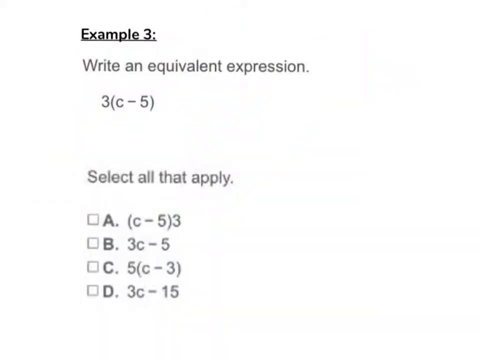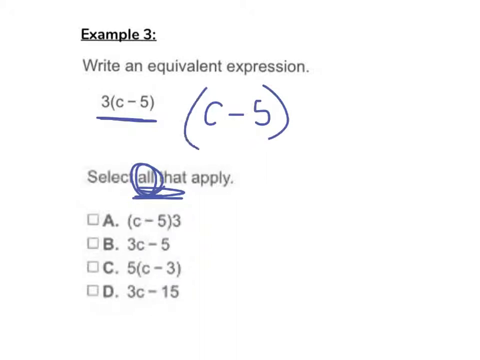Our next example is looking at finding equivalent expressions and selecting all that apply. Key item when selecting all that apply is that there's probably going to be more than one answer. So you probably shouldn't just be checking one answer. There's probably more than one. The first thing that I would take a look at is our original expression, 3 times parentheses c minus 5. As we talked about a little bit before, you could also see the expression written with the 3 behind the parentheses. This is still showing that you're multiplying. It's just not a common way to write this type of expression.